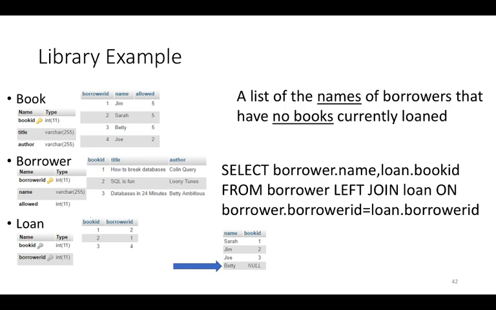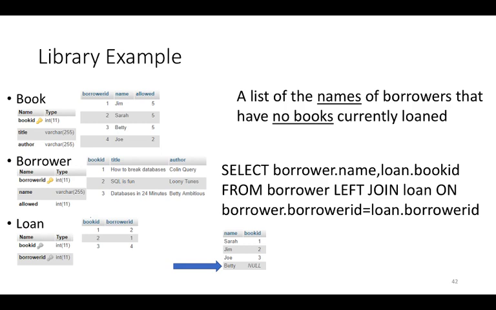So if we do a left join, we'll always get everything in the left, we'll always get everything in borrower, whether or not there's a loan, and when there isn't a loan found, we'll get a null value. Well, what was the question we were asking? The question was, tell me the borrowers that have no books. There are 4 borrowers. Sarah has a book, Jim has a book, Joe has a book. Betty, though, has no books, and we know that because she has a null record in the book ID field.